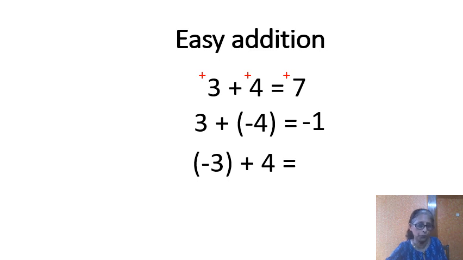-3 plus 4. Again look at the numbers. Here you have -3 which is a negative integer and 4 which is a positive integer. So the signs are opposite. So you have to subtract 4 minus 3. The answer will give you 1.